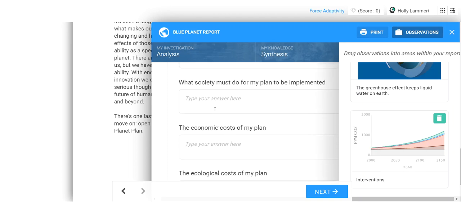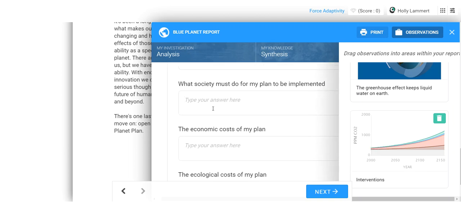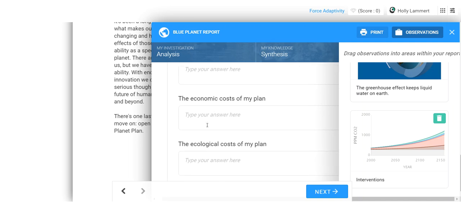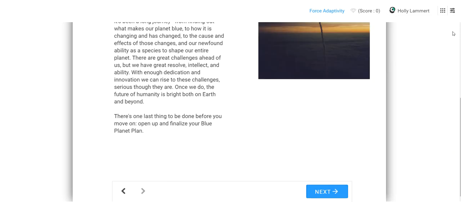Why is your plan good? What society must do for your plan to be implemented? The economic costs of your plan and the ecological costs of your plan. And that will be finalized for your next unit.